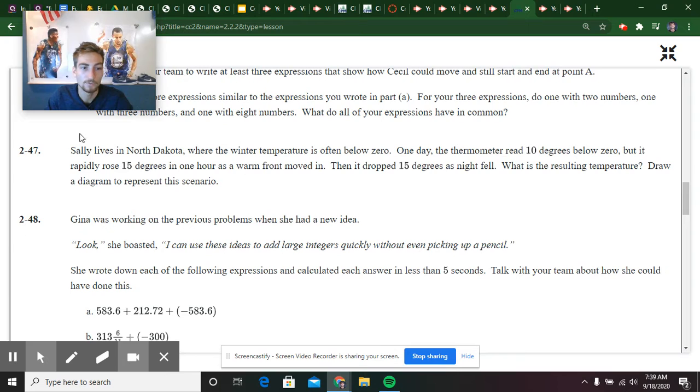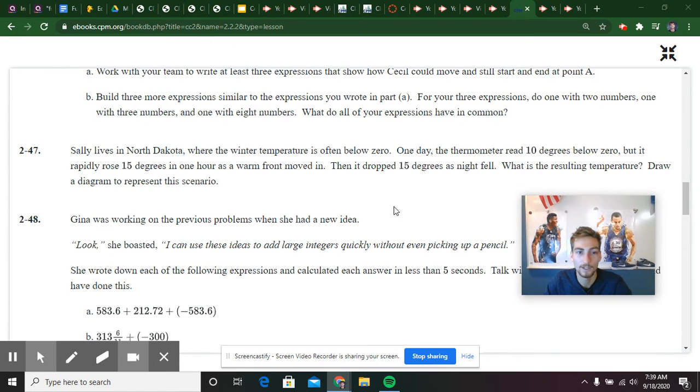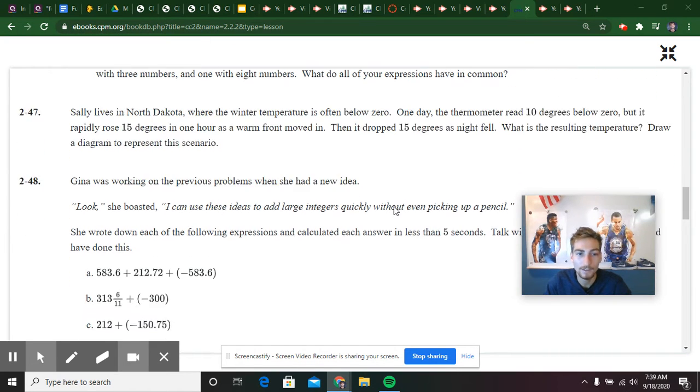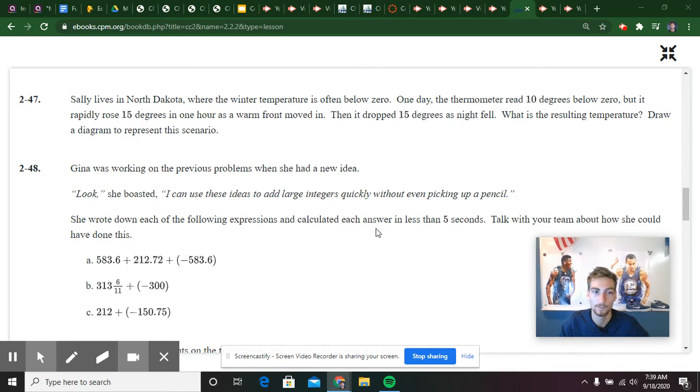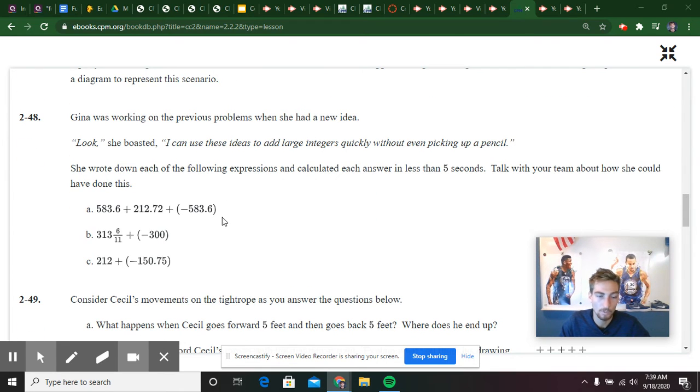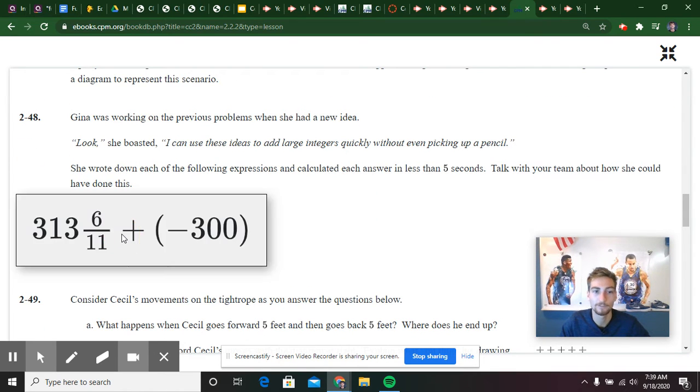And then it says for 248, Gina was working on the previous problems when she had a new idea. She says, look, I can use these ideas to add large integers quickly without even picking up a pencil. Boy, aren't you smart, Gina. And so what we're going to do here is try to figure out how Gina solved these so quickly.